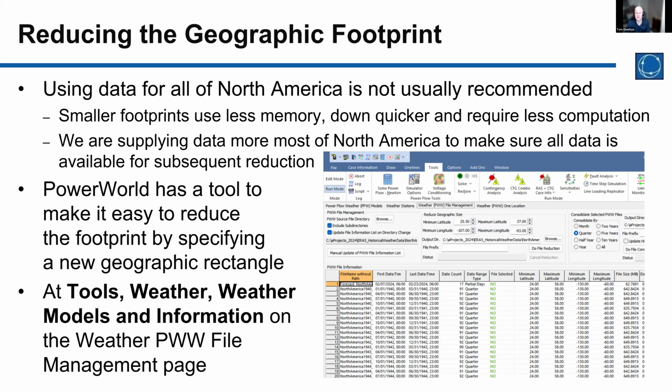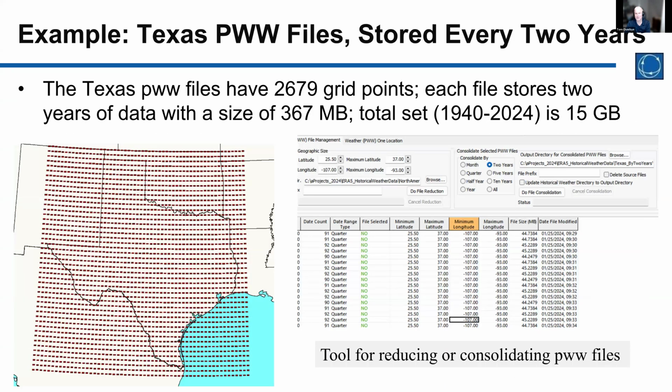If we get interest in this, we will do other footprints. Right now, we are actively maintaining a footprint for Texas because I'm with Texas A&M, so we maintain Texas. The Texas grid is 2,679 data points. I'm sorry, all of the data for Texas is 15 gigabytes, but it's smaller than that when you zip it up. So you can download Texas pretty fast.